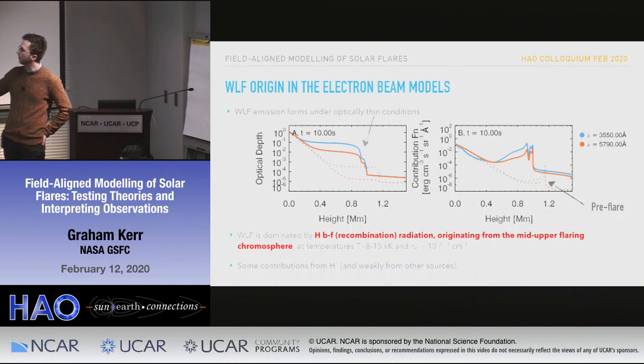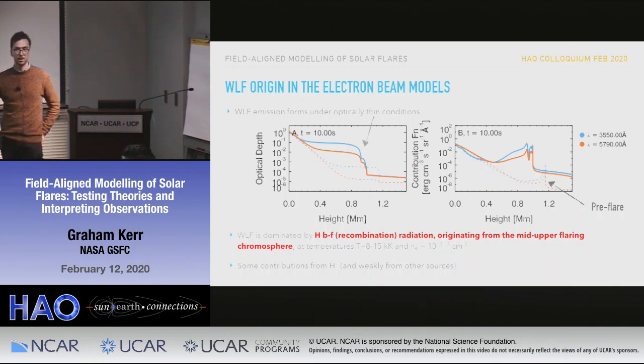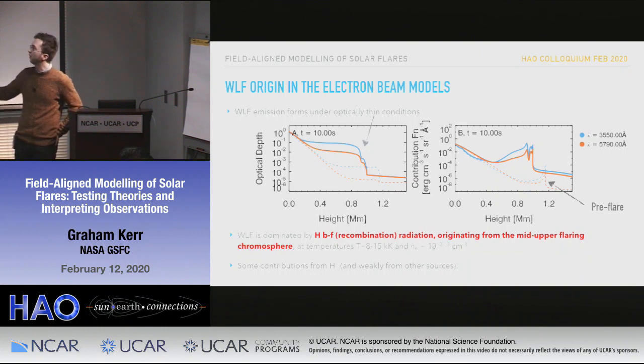And the blue line shows a pre-Balmer jump wavelength, and the orange shows a post-Balmer jump wavelength. This is the optical depth. So the dotted lines are the pre-flare. And you can see that while the opacity increases during the flare quite substantially, where the flare is forming, so this is a function of height, it's still an optically thin plasma that's being produced. So both the pre and post Balmer jump emission, so the Balmer and the Paschen, is optically thin, coming from the mid to upper chromosphere.